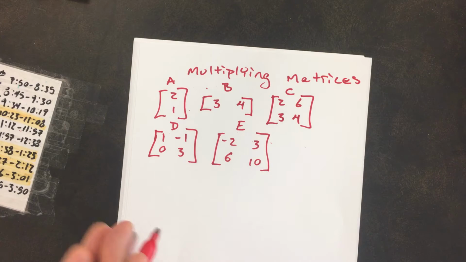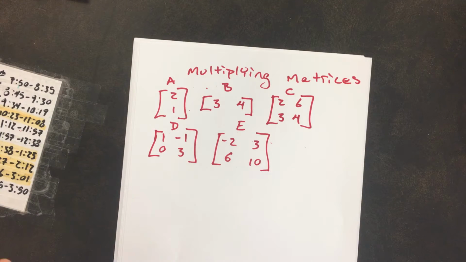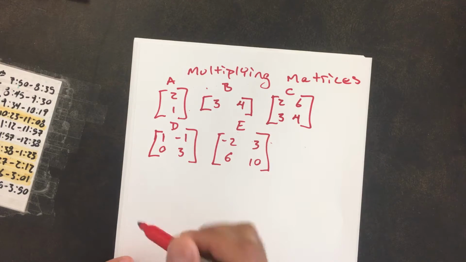What has to happen is that the columns in the first matrix have to match the rows in the second matrix. So before I do any multiplication, I want to write down the name of the matrix and make sure that the columns in the first matrix match the rows in the second matrix. So what does that mean?